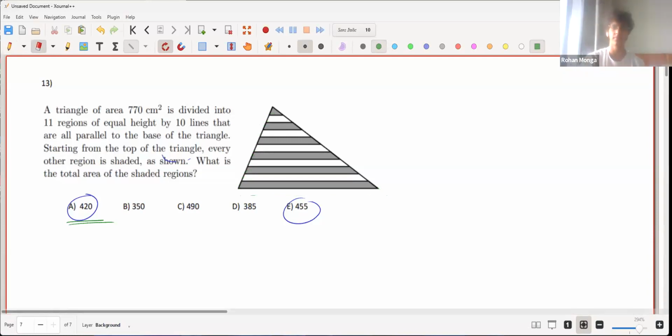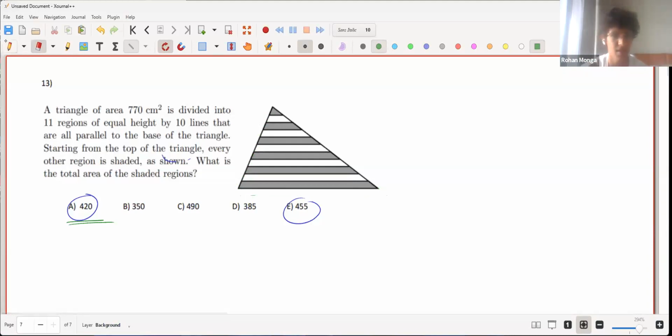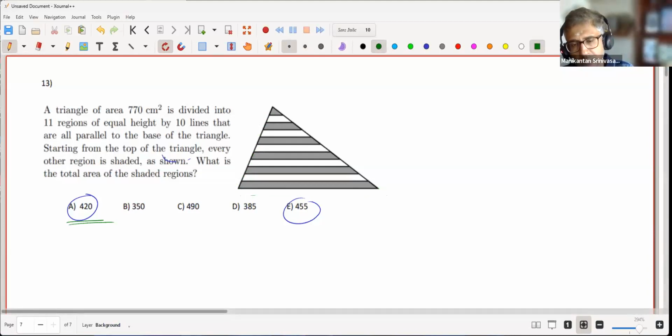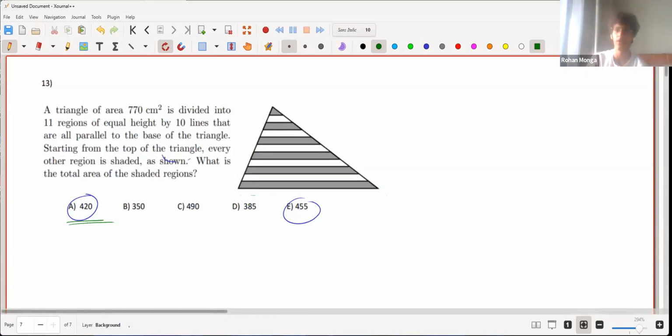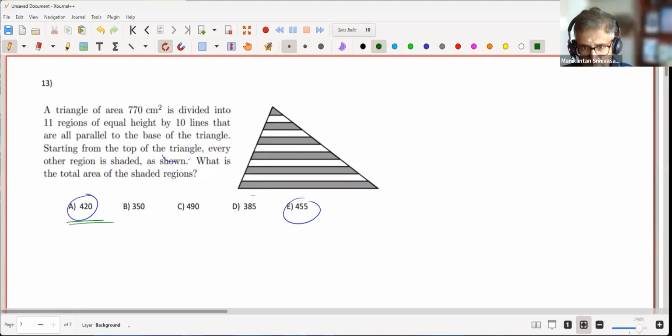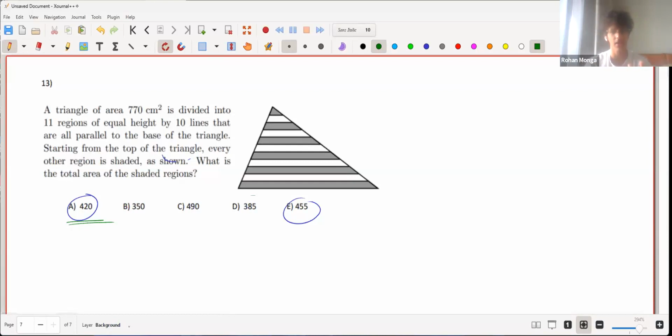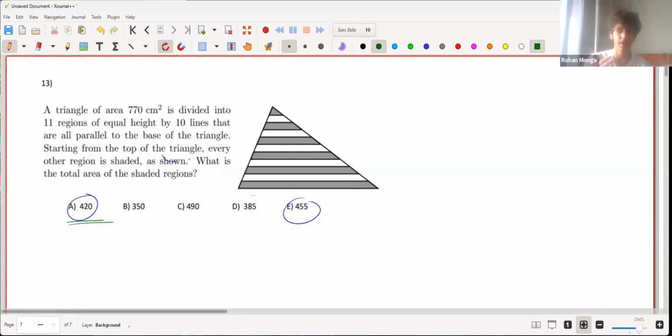I didn't solve it, but I thought of the method. You can use similarity again. It's a little extensive. I thought in my mind how long it would take. It'll take a while, but you know the ratios of the heights for each triangle. So then you can find the area accordingly, but you're going to have to subtract some areas.